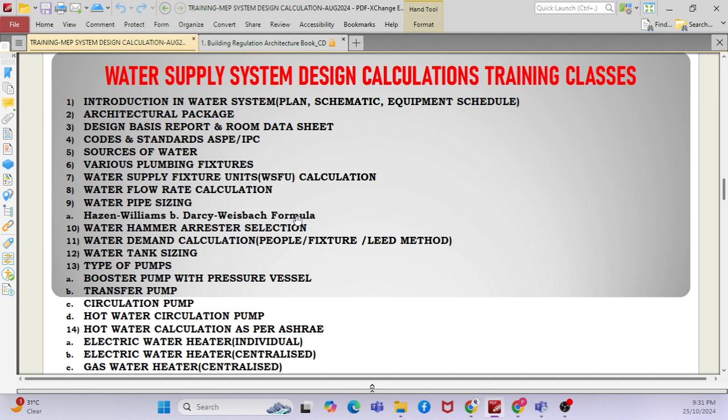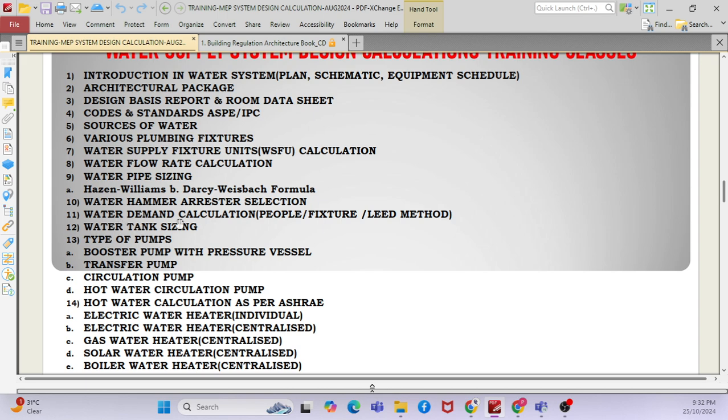To calculate the pressure drop, you will go through the Hazen-Williams equation or the Darcy-Weisbach formula. We will also understand what a water hammer arrestor is, what its purpose is, and how to size it. Then after that, we will do the water demand calculation.